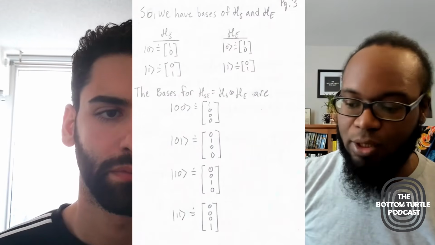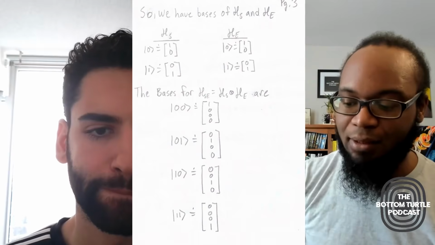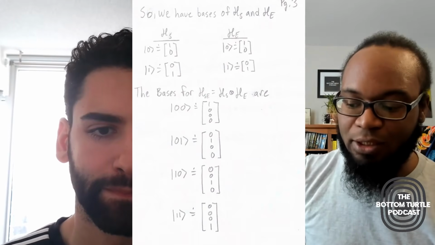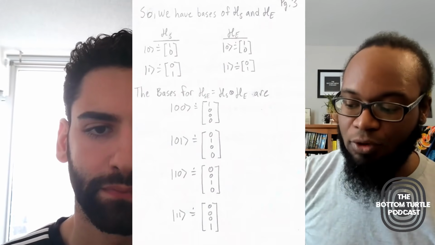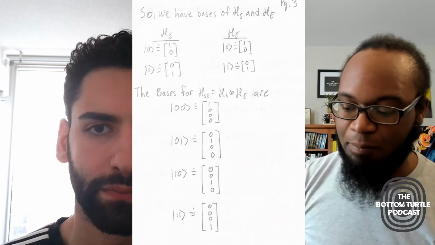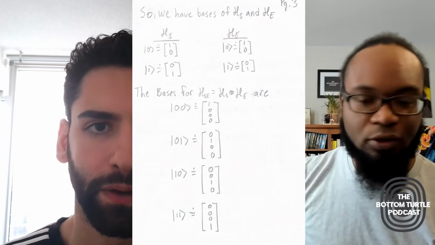Great. Now what that lets us do is write out the quantum state in terms of these vectors. Page 3 is just me stating explicitly what I just said: I have the basis of H_S and the basis of H_E, and when I do the tensor product between those bases, I get the basis of H_SE. So I just wrote that out on page 3.